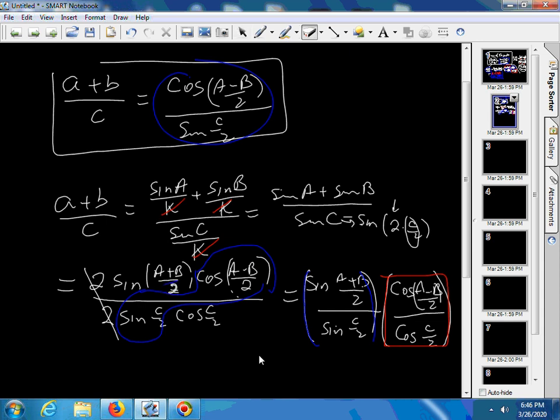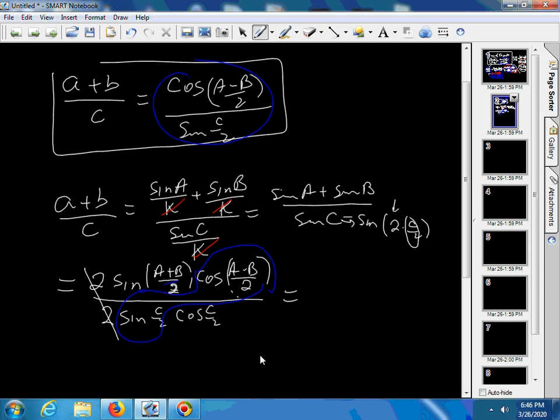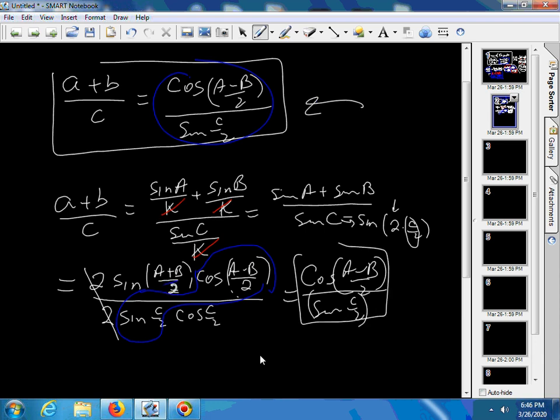So I really believe that. I apologize. My goodness. Let's write down what's in blue. The cosine of (a minus b) over 2 divided by the sine of c over 2. That's exactly what is up here, times some other stuff. The other stuff is the sine of (a plus b) over 2 divided by the cosine of c over 2.